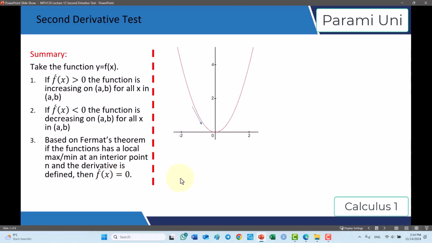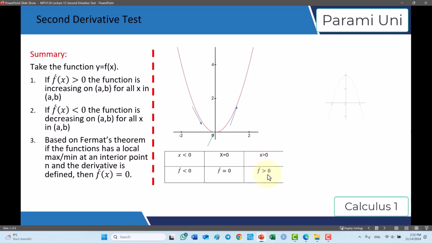Take this example of y equals x squared. As you see, for x less than 0, this function is decreasing. At x equals 0, the function has a local minimum. Therefore, there the derivative is 0 because it's a smooth turning point. And then for x bigger than 0, the function is increasing. In other words, for x less than 0, f prime is negative, for x equals 0, f prime is 0, for x bigger than 0, f prime is positive.